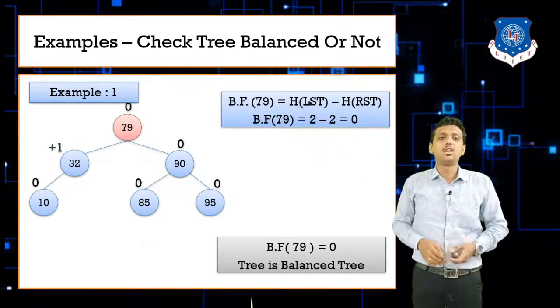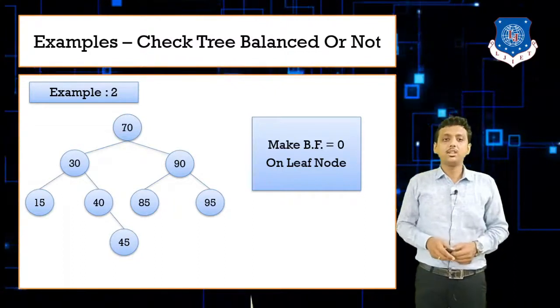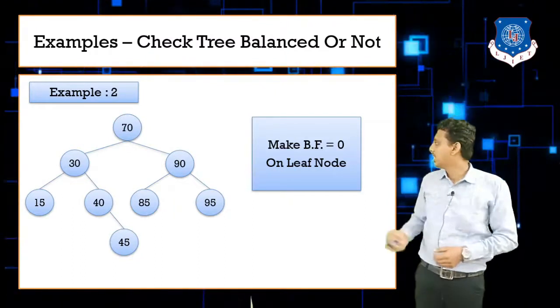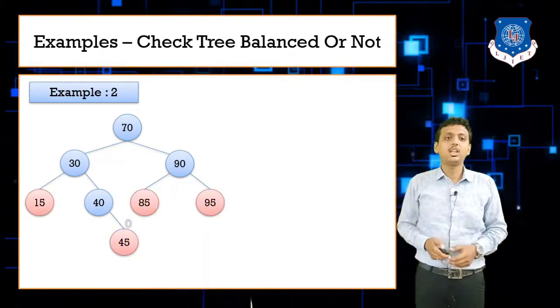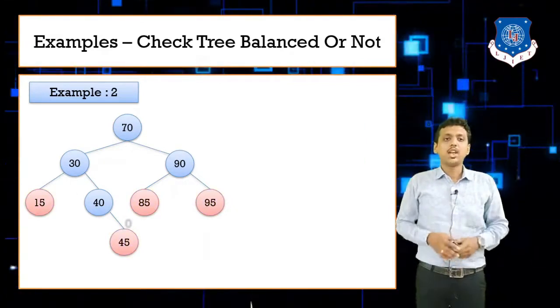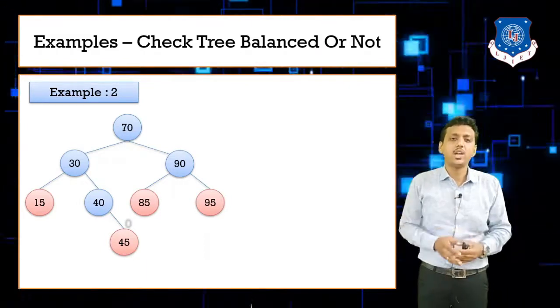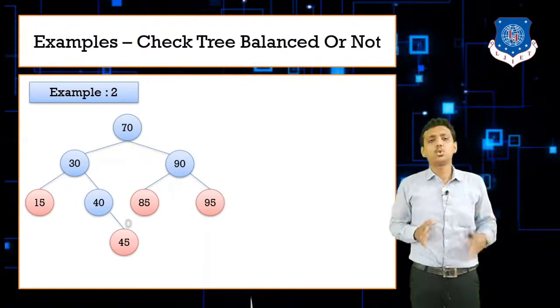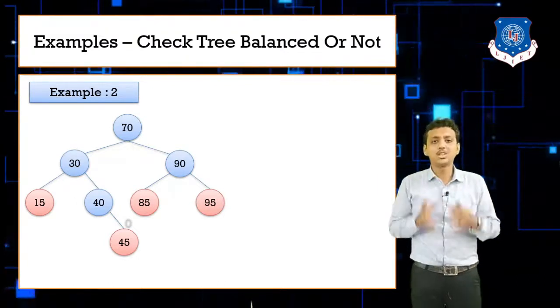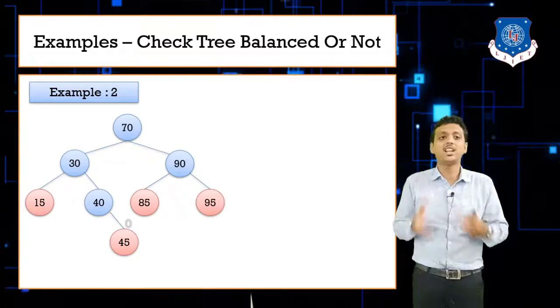Fine. Now let me take another example. This is the example we have. Now let's start calculating the balancing factor of these nodes. We have 15, 45, 85 and 95 with us. These four nodes are all leaf nodes. Students, a leaf node does not contain any child. That means there is no LST and RST for these nodes.